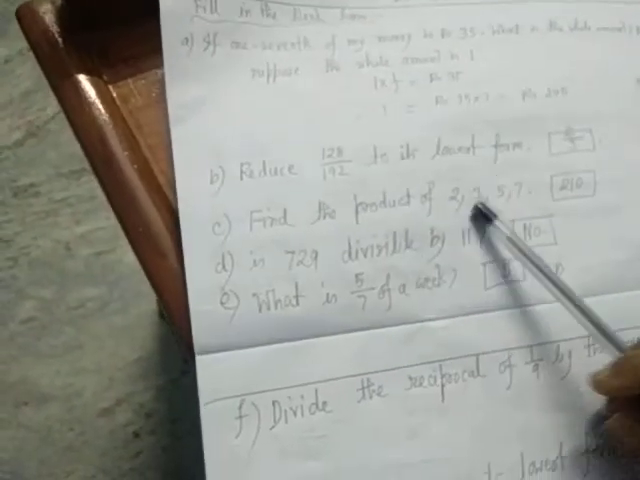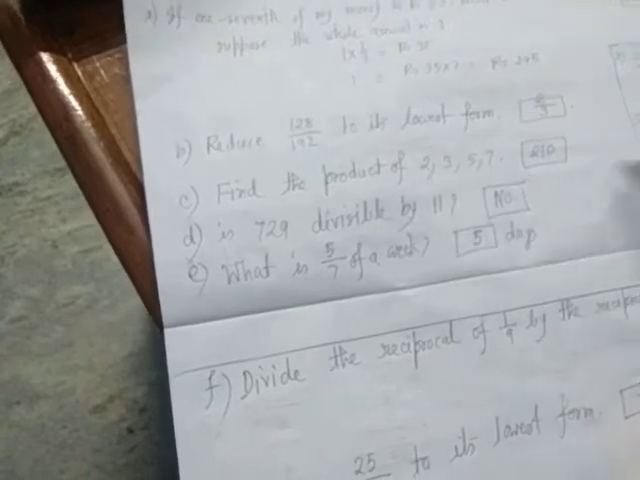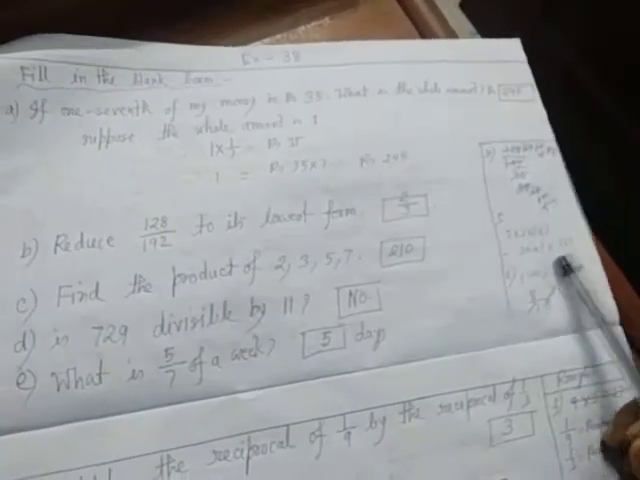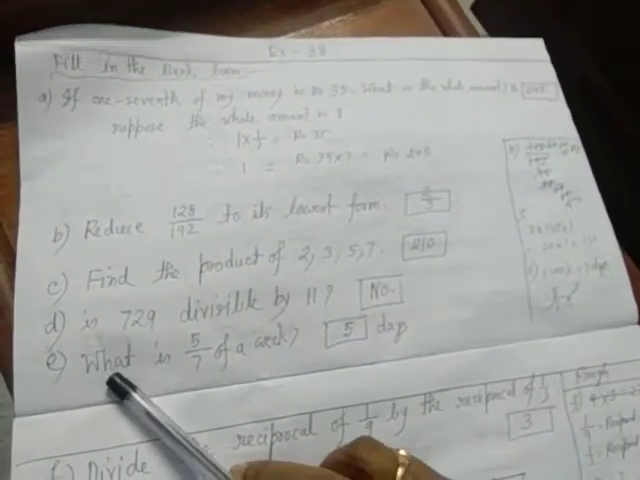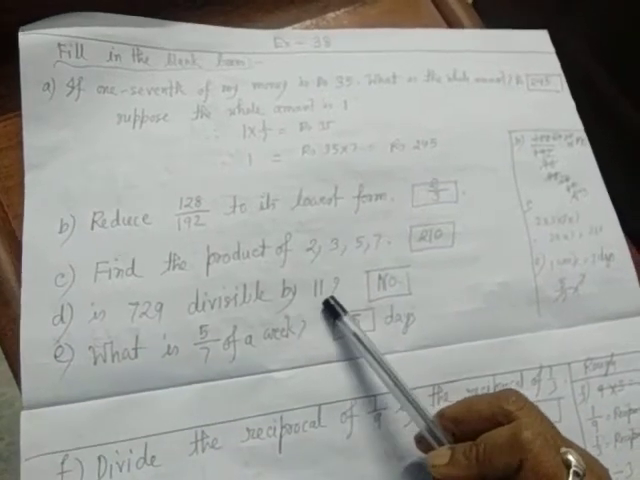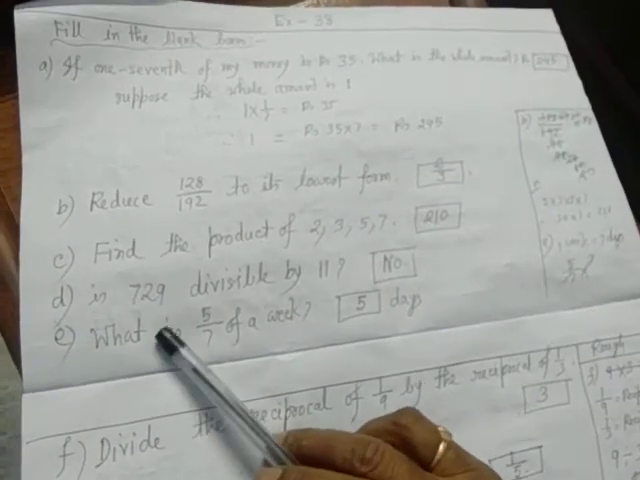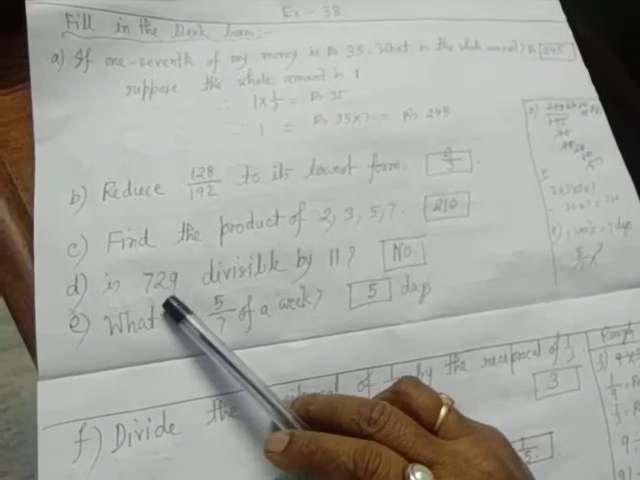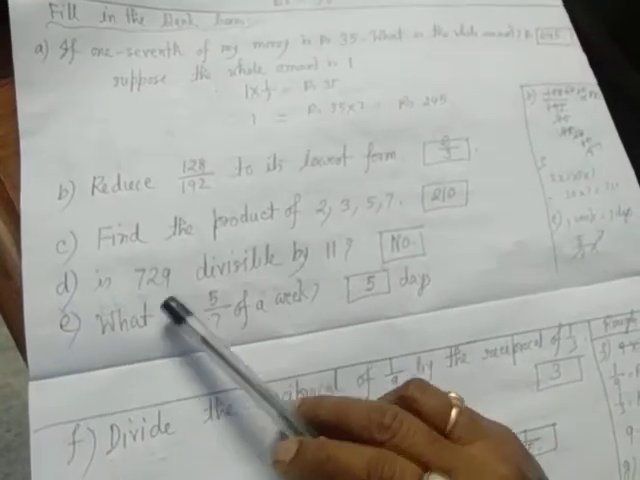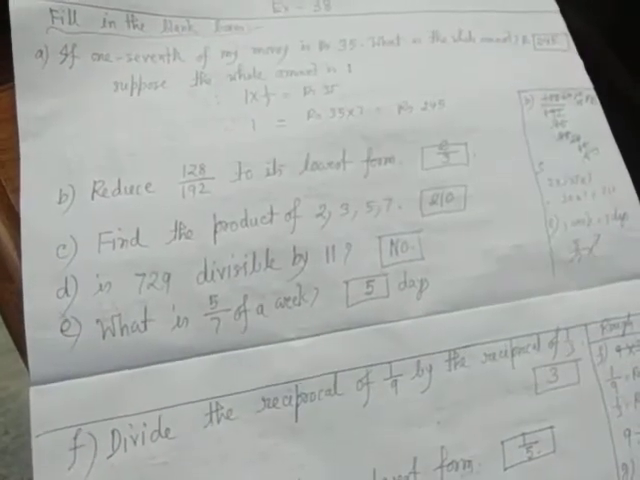C. Find the product of 2, 3, 5 and 7. 2 threes are 6, 6 fives are 30, 30 into 7 is 210. D. Is 720 divisible by 11? No. By checking, 11 sixes are 66, so it is not divisible.